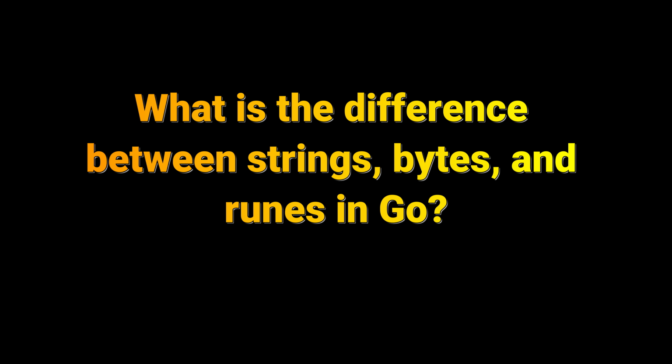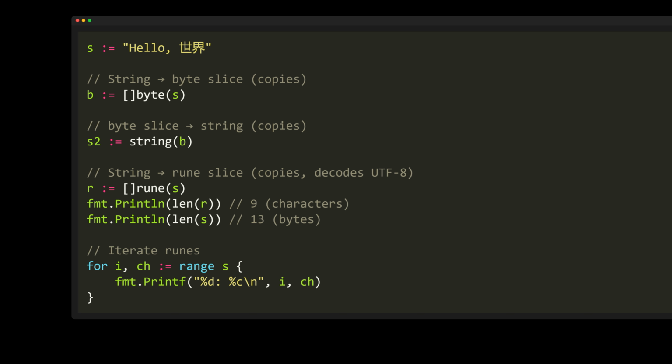Question: what is the difference between strings, bytes, and runes in Go? In Go, a string is a sequence of bytes and usually contains UTF-8 text. When you convert a string to a byte slice, it makes a copy of the data. Converting a byte slice back to a string also makes a copy. A rune represents a Unicode character. When you convert a string to a rune slice, Go decodes the UTF-8 text and copies the characters.